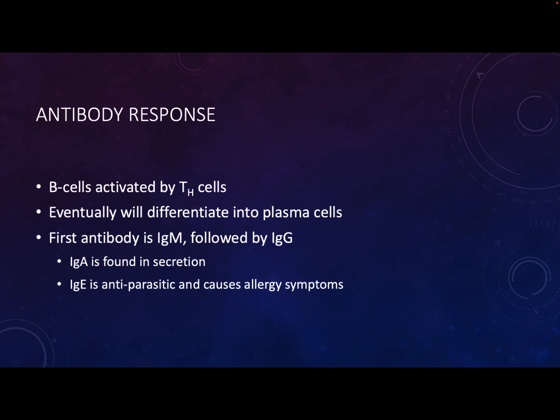IgA we find in secretions like gastric secretions, mucosal surfaces. IgD is generally found associated only with the B cells, like as a receptor, and IgE is antiparasitic and can cause allergy symptoms. So that's the broad antibacterial response. And as we talk about some of the different bacteria, we'll talk about how they can avoid our immune system.